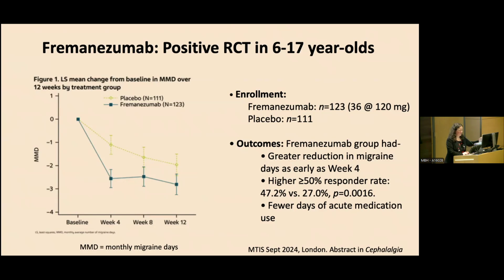So, a positive trial of fremanezumab in 6 to 17-year-olds. And even though the FDA label came out in August, this was just published in the New England Journal of Medicine in the last 24 hours. So you're very up to date and you can go and read it. It's exciting that it just came out formally quite recently.